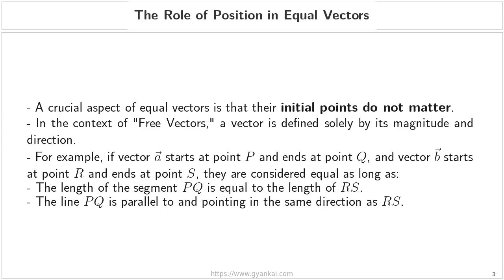To make this clearer, let's look at an example. Suppose we have vector A, which starts at point P and ends at point Q. Now, let's look at vector B, which starts at point R and ends at point S. Even though these two vectors are located in different places on the plane, they are considered equal as long as two things are true. First, the length of the segment PQ must be equal to the length of the segment RS, and second, the line PQ must be parallel to and pointing in the same direction as the line RS.